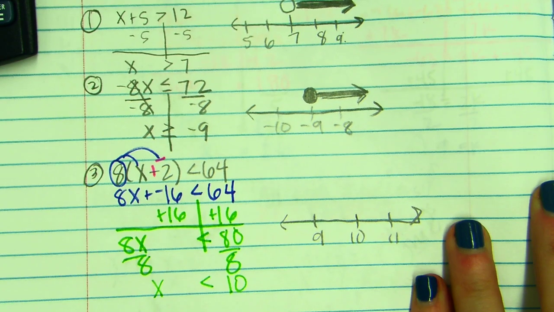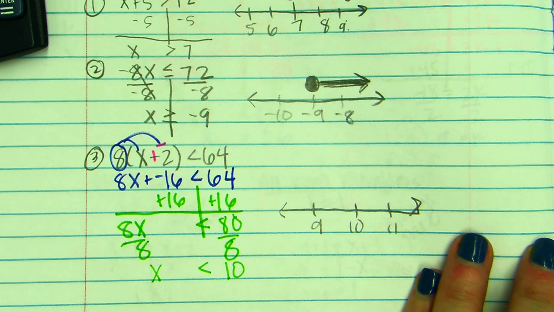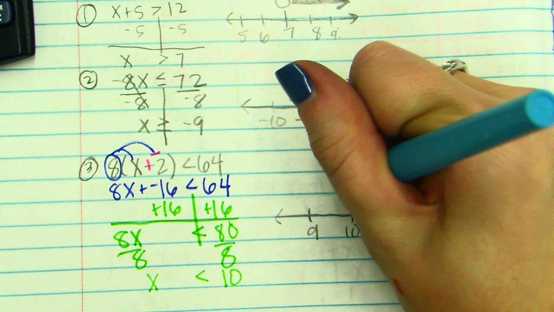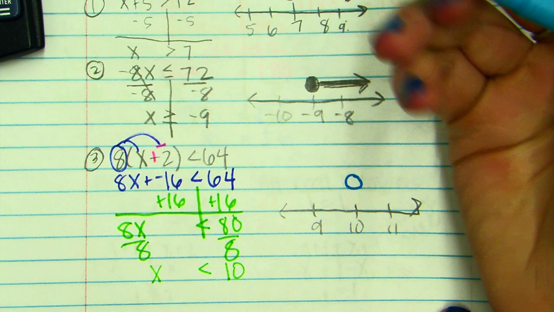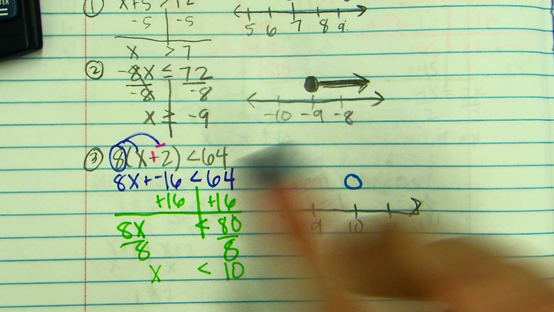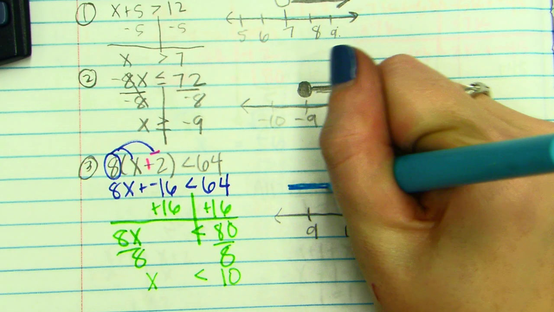Then I'm going to put my circle over the 10, and I'm going to decide if I shade it in or not. X is less than 10, so x cannot be 10. 10 is not part of my solution set, so I don't want to shade in the circle, but x can be anything less than 10, so I want to shade this way.